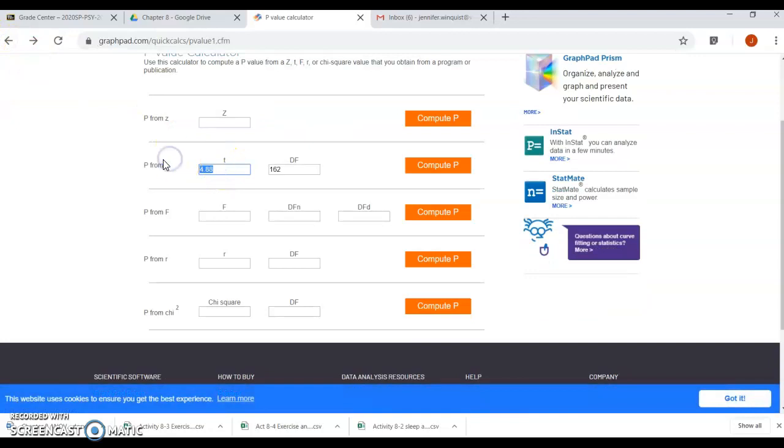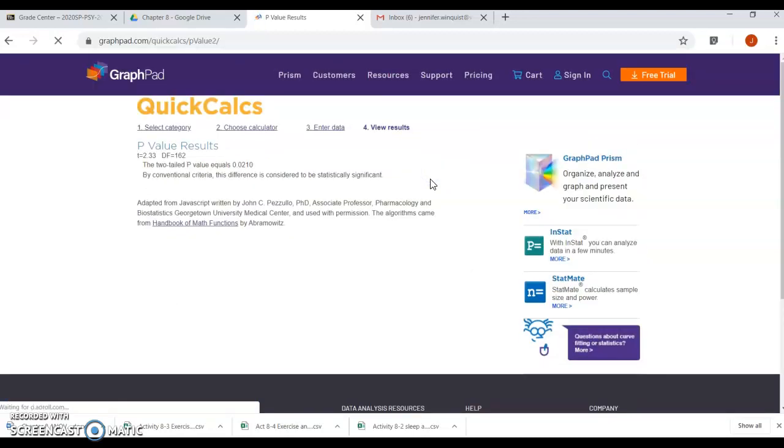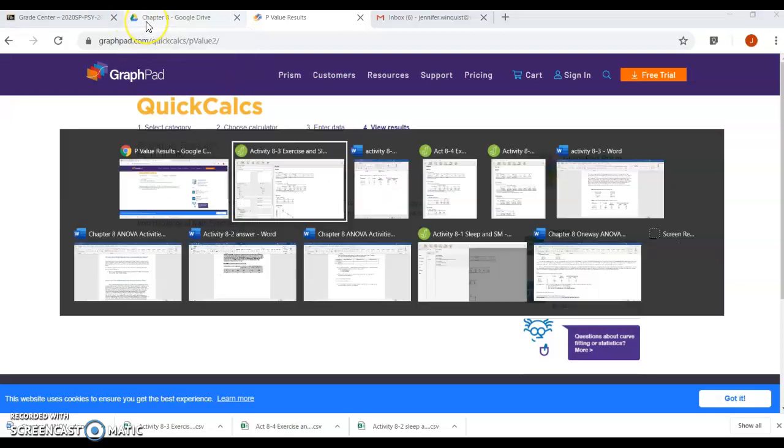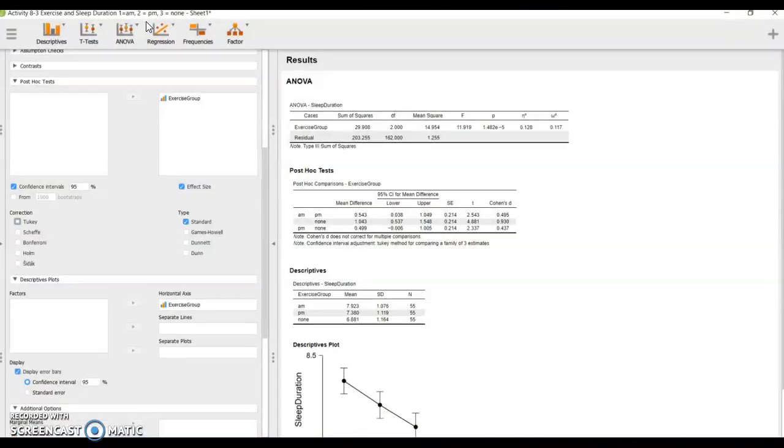And then finally, our last t was 2.33. Our degrees of freedom stays the same, and our p is 0.02. Okay, so your p-values for the comparisons were 0.01, less than 0.001, and 0.02. All right, so I'm going to go back to the activity here.